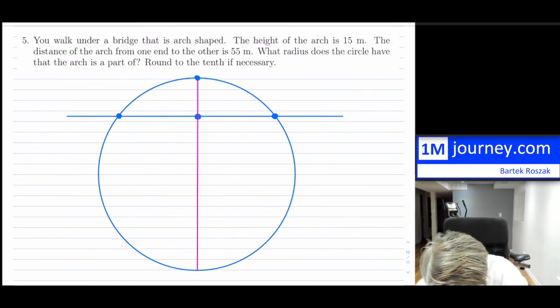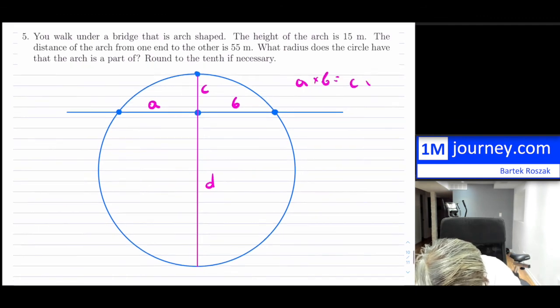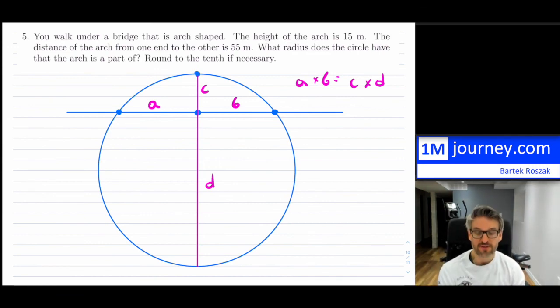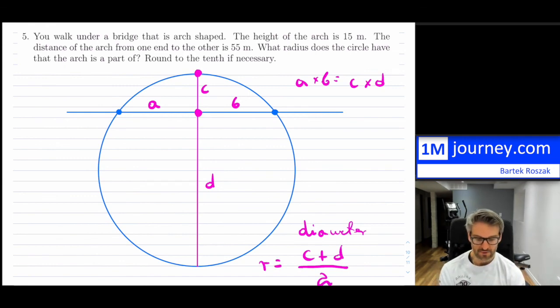Well, we know from the intersecting chords theorem that if this length is A, this length is B, then this length is C and this length is D, A times B is equal to C times D. If you know that, then you will find the radius, because from the peak down through this point, C plus D is basically your diameter. The radius is just half of that.